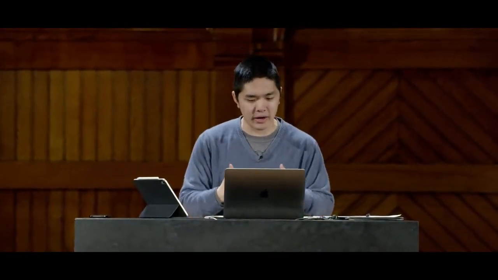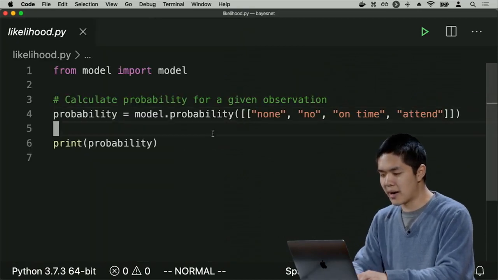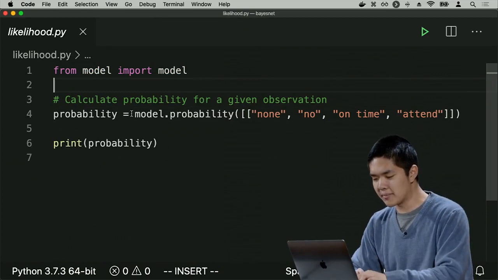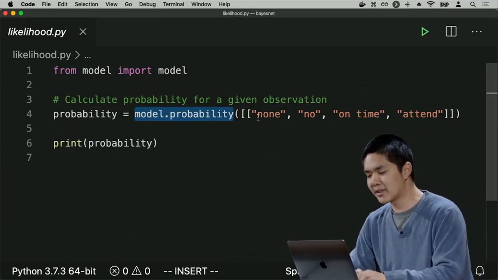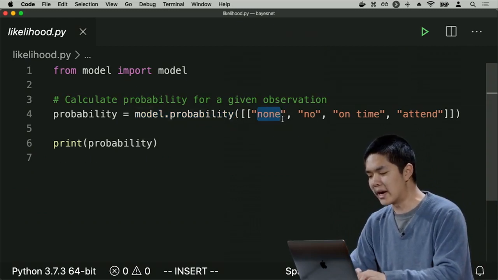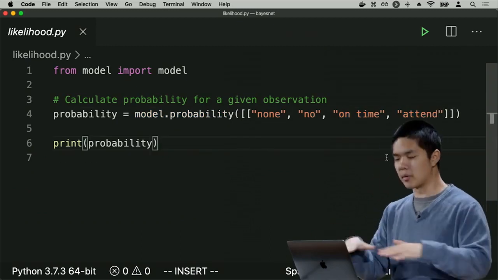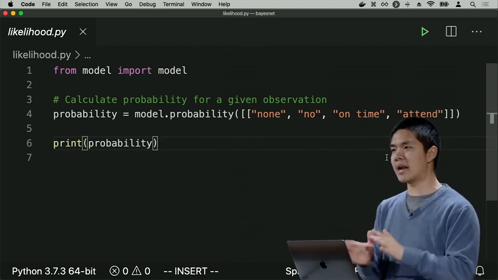So let's try doing that conditional or joint probability calculation that we saw us do by hand before by going into likelihood.py, where here I'm importing the model that I just defined a moment ago. And here I'd just like to calculate model.probability, which calculates the probability for a given observation. And I'd like to calculate the probability of no rain, no track maintenance, my train is on time, and I'm able to attend the meeting. So sort of the optimal scenario: there's no rain and no maintenance on the track, my train is on time, and I'm able to attend the meeting.